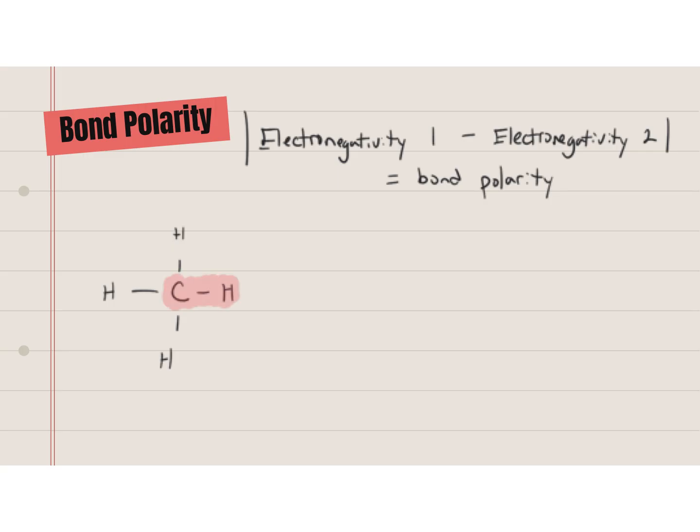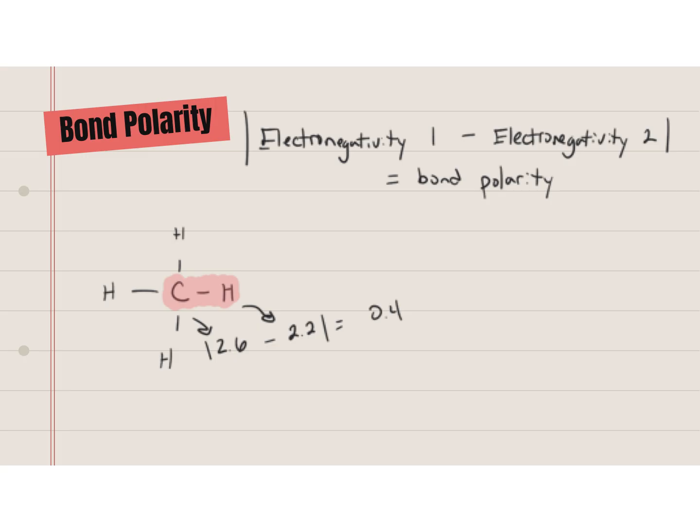Well, C has an electronegativity, based on our electronegativity periodic table, of about 2.6. And hydrogen has an electronegativity value of about 2.2. And if I take the electronegativity value of the bigger one minus the smaller one, I have a difference of about 0.4. Now what does that mean?